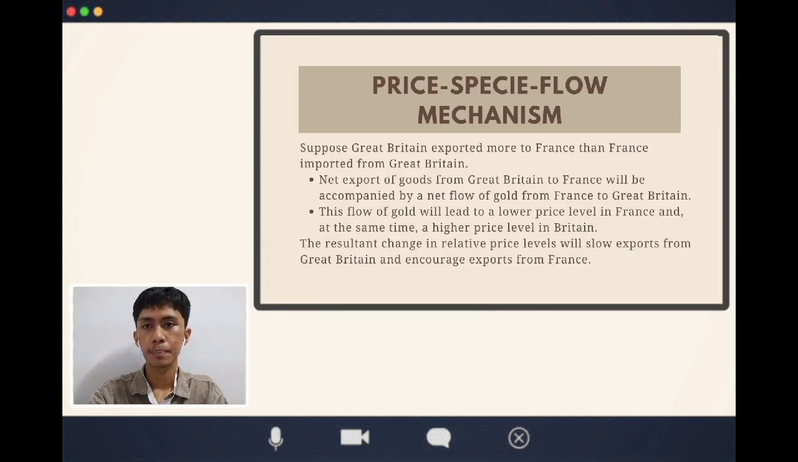Price-specie flow mechanism. Suppose Great Britain exported more to France than France imported from Great Britain. The net export of goods from Great Britain to France will be accompanied by a net flow of gold from France to Great Britain. This flow of gold will lead to a lower price level in France and, at the same time, a higher price level in Britain. The resulting change in relative price levels will slow exports from Great Britain and encourage exports from France.